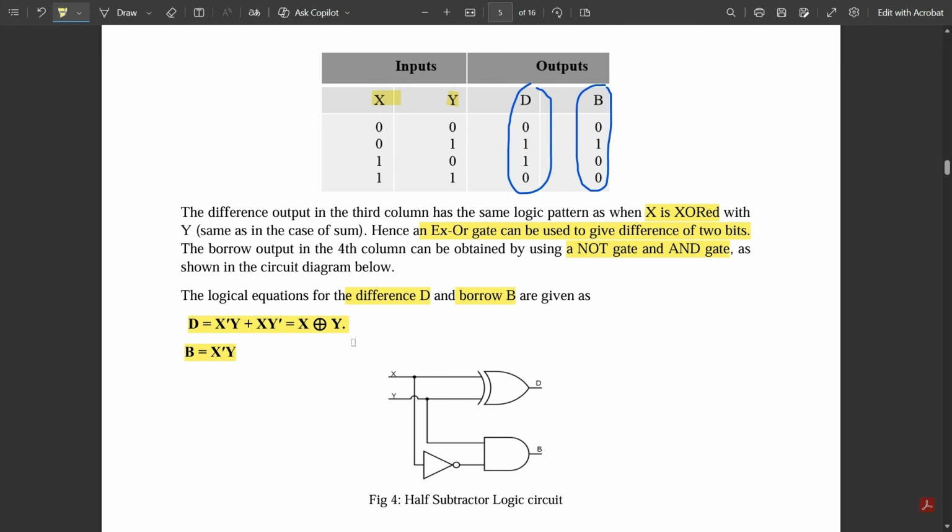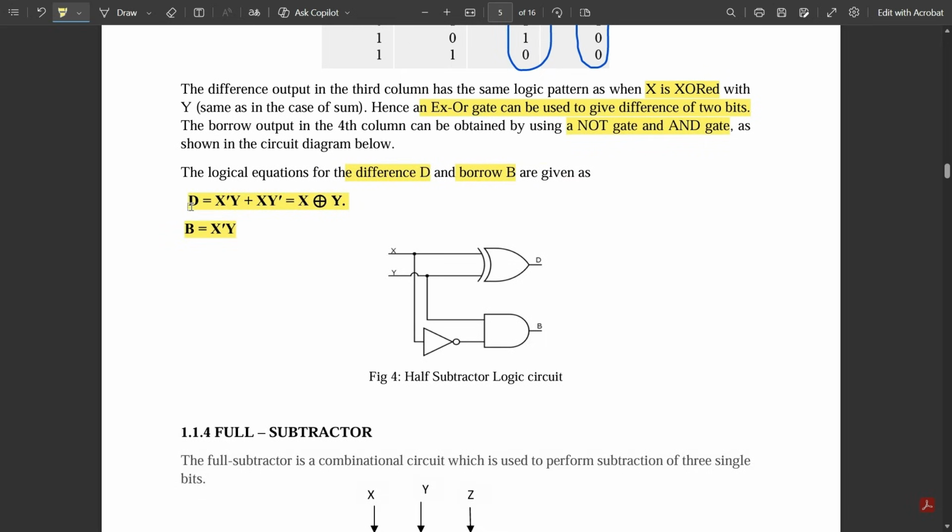With respect to x bar y, since these two are getting multiplied, and we are having one complement, one NOT gate and one AND gate are used. So these are the expressions which we are obtaining for difference and borrow, and this is the basic logic diagram which is drawn for a half subtractor.